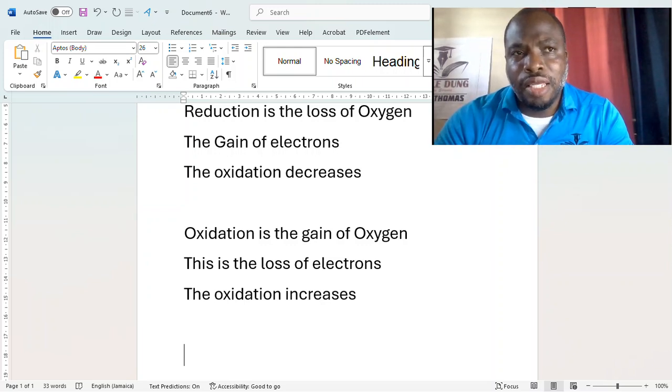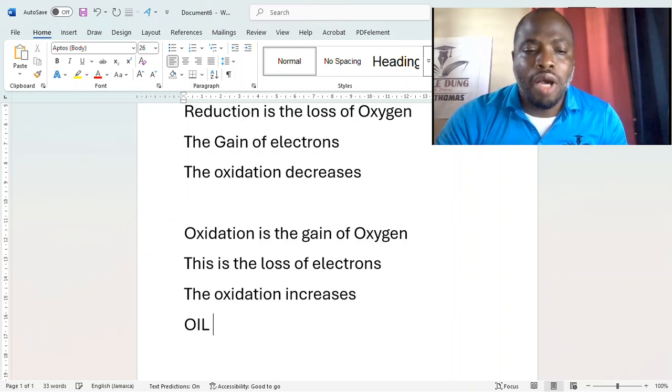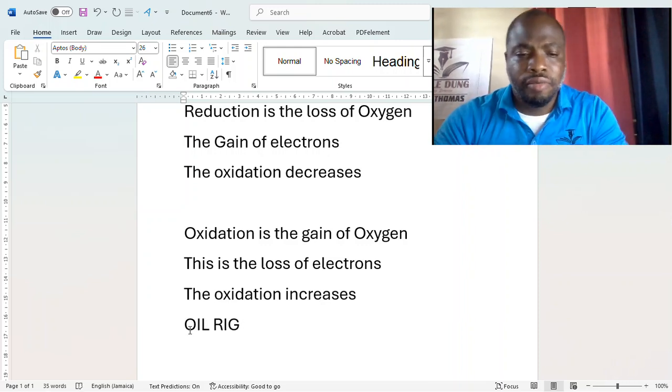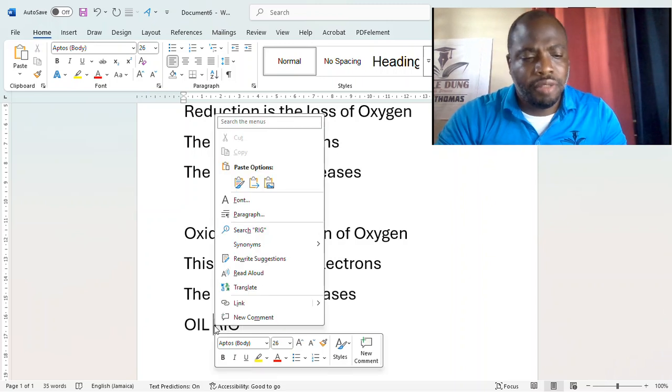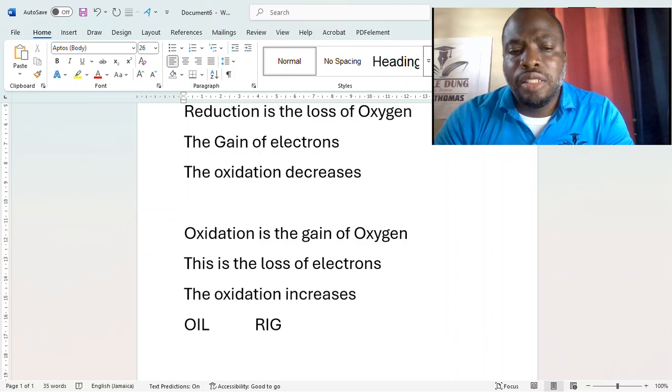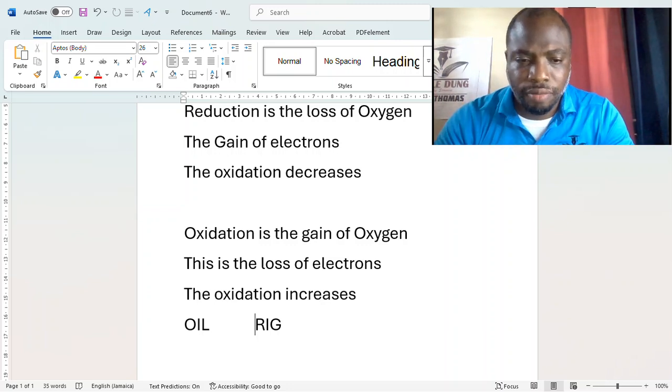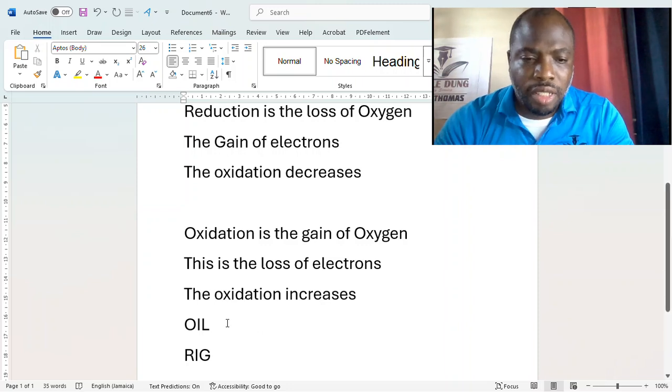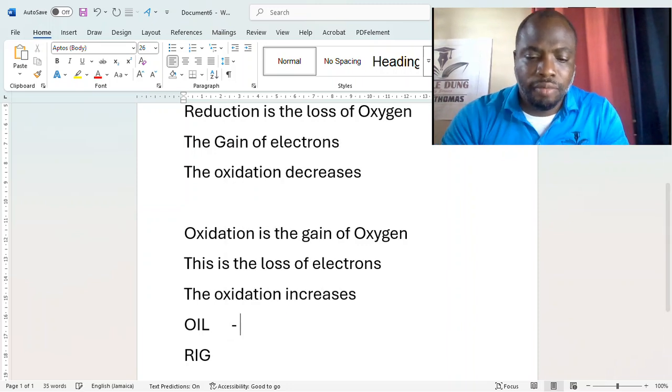So in Jamaican terms, persons like to make things a little bit easy. And so we have a jargon. We call it OIL RIG. And a lot of students will know this. But if you don't know, the OIL is saying oxidation is loss of electrons. Let me put that beside it.